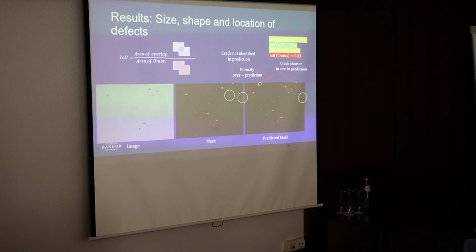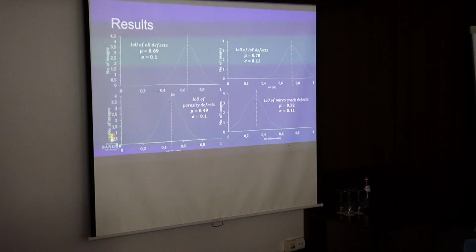One of my last slides: the other important information we are interested in is not only the numbers of different defects, but also their location and their size. The way we have characterized it is using this function, the division of the area of overlap by the area of union. It's a common way to characterize this. You can see that in some cases it didn't predict the right size of the crack, for example, it predicted shorter cracks. In some cases it predicted an extra porosity, and in some cases it hasn't predicted a micro crack, and so on. I'll skip this slide.